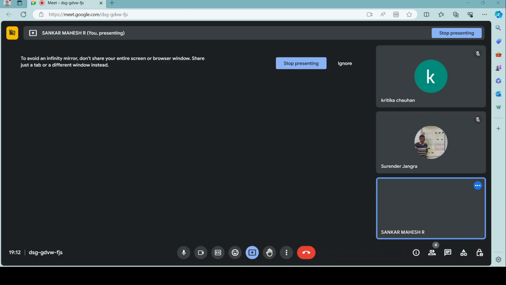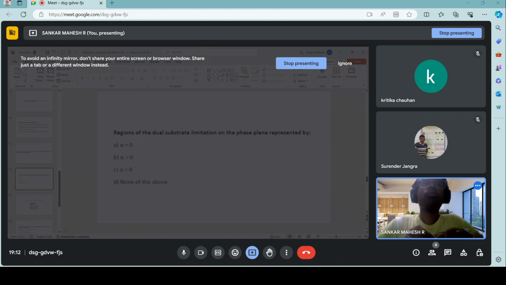Anyone can go for it. First, you can define what phenotypic phase plane is. From there, we'll see what dual substrate limitation is. Then we'll talk about the alpha values. Is that okay?